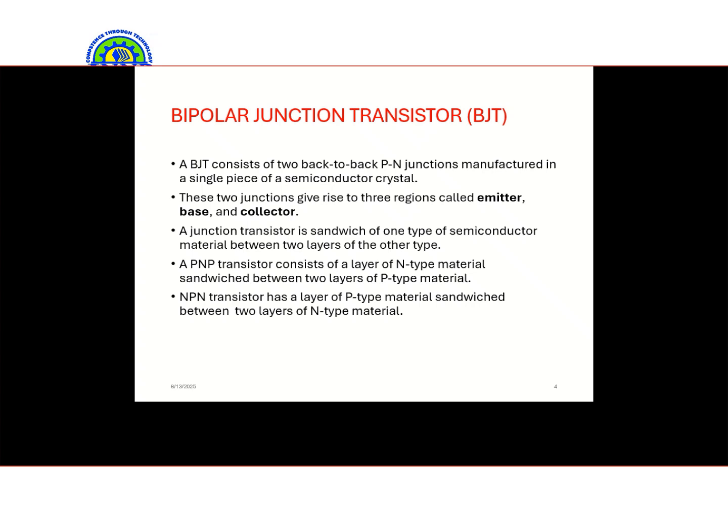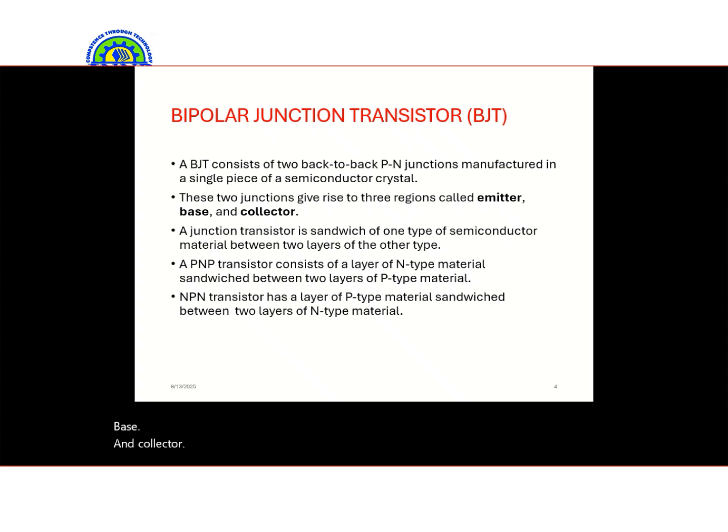A BJT consists of two back-to-back PN junctions manufactured in a single piece of a semiconductor crystal. These two junctions give rise to three regions called emitter, base, and collector.